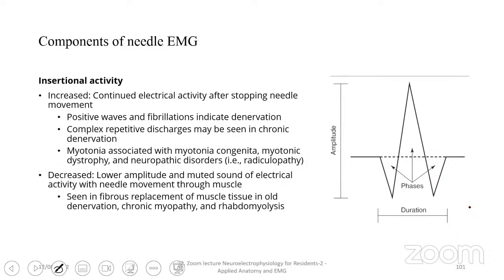Positive waves and fibrillations indicate denervation. Complex repetitive discharges may be seen in chronic denervation. Myotonic discharges are associated with myotonia congenita and myotonia dystrophica, and neuropathic radiculopathies can also have myotonic discharges.